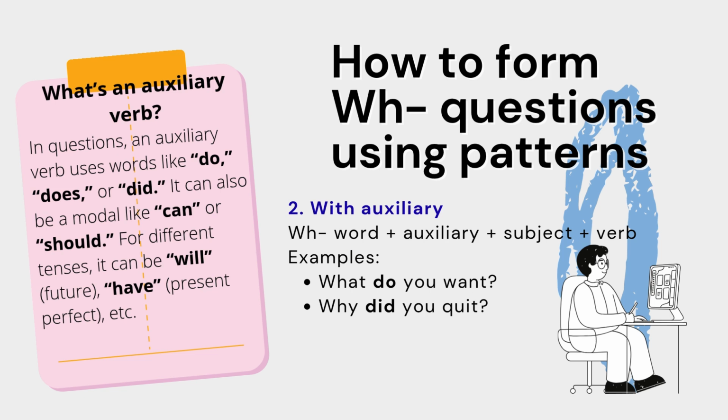You might be wondering, what does auxiliary mean? Well, here you go. In questions, an auxiliary verb uses words like do, does, or did. It can also be a modal like can, or should. For different tenses, it can be will for future tense, or have for present perfect.